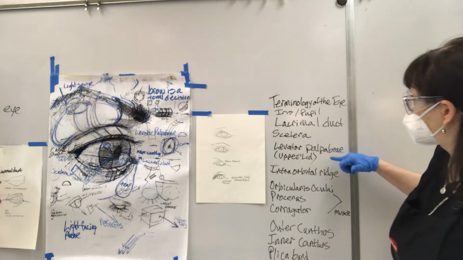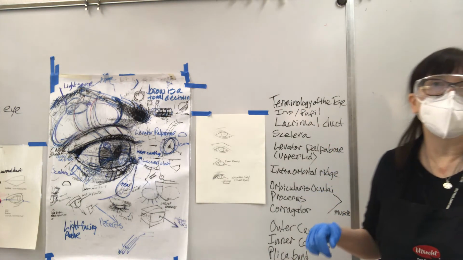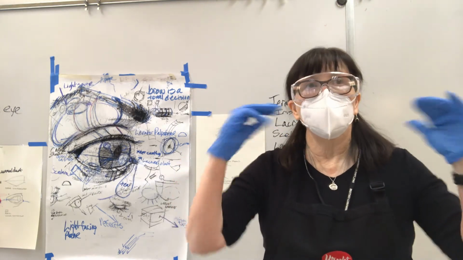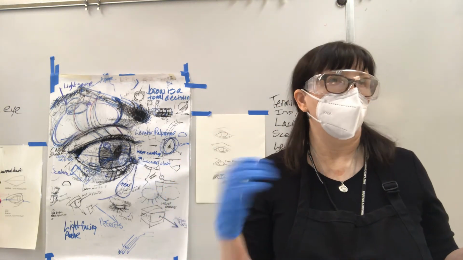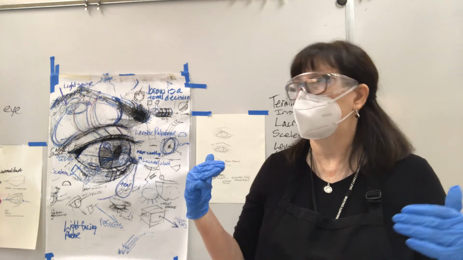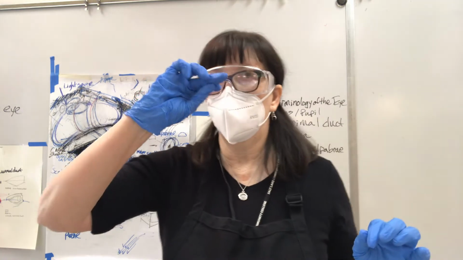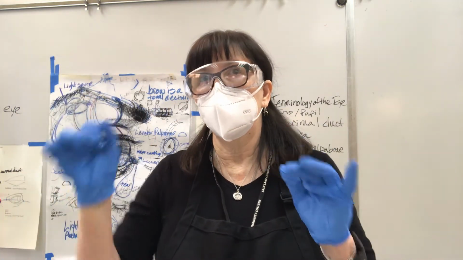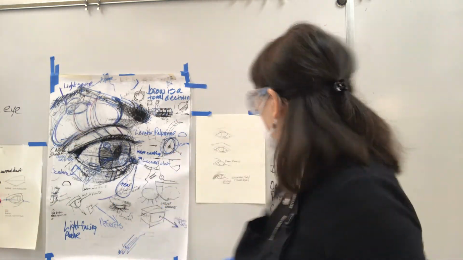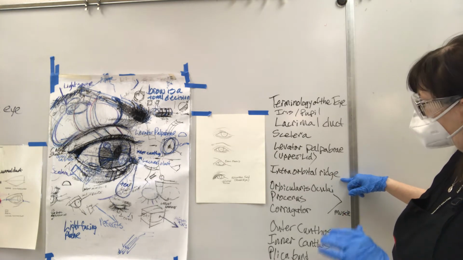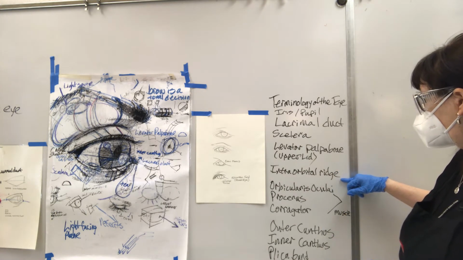The levator palpebrae is the upper lid, and that's what gives you movement in the eye. It doesn't come from the lower lid. The lower lid does not move at all. The lower lid is the contour line when your eye is closed. So this is the lower lid, and it sits on the infraorbital ridge.